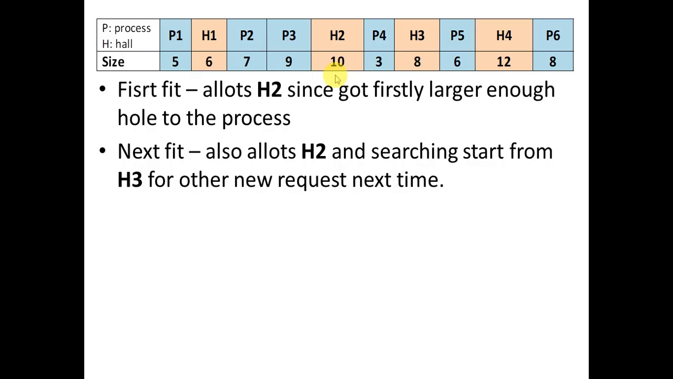the searching in case of next fit is the same as first fit. It also allots hole 2, but the next search starts from hole 3. Since this 10 is more than 7, another hole 3 will be created here for next usage. That means 7 is given to the requesting process and 3 is left here, so searching starts from that hole next time in case of next fit.